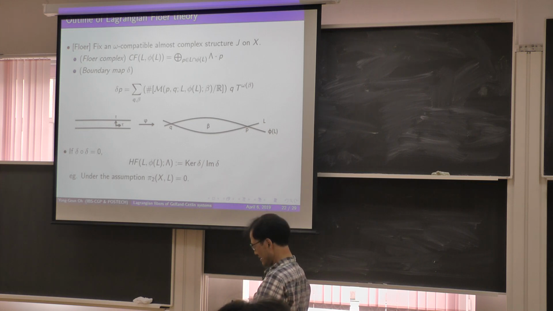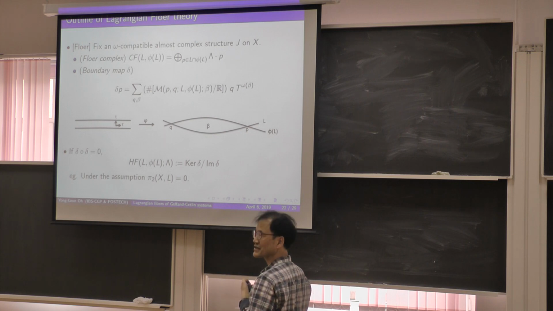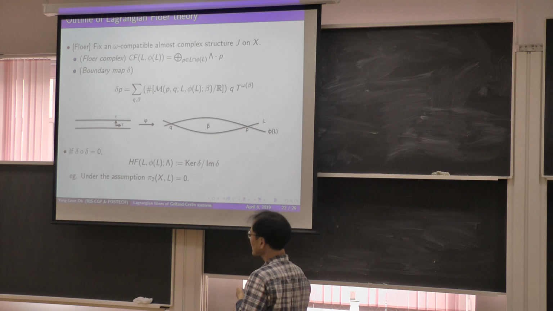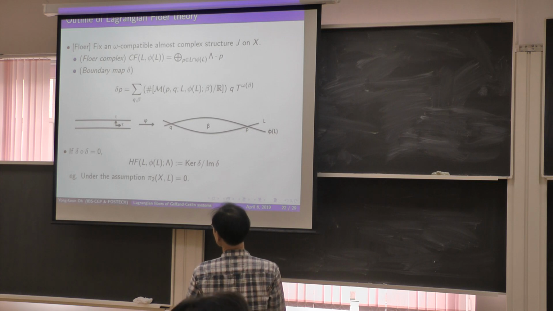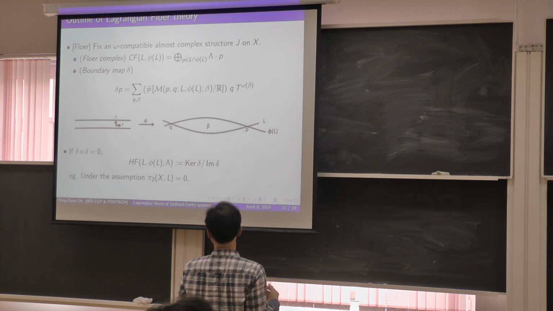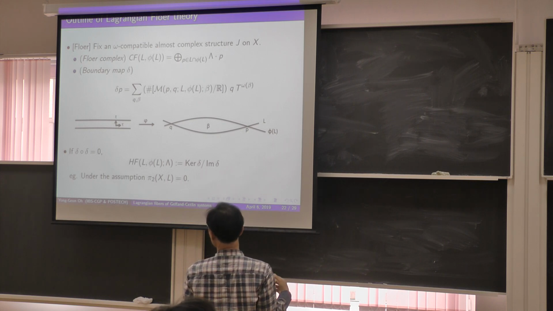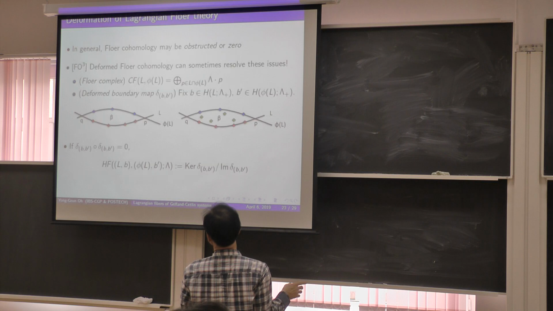This gives rise to the so-called deformation theory of this boundary map. If delta satisfies the boundary property, then you can take its homology. This is the so-called Floer homology. But I want to emphasize that these Floer homologies may not be defined in general, so you have to deform this boundary map. And that's what Fukaya, myself, Ohta and Ono developed in these Floer theories.